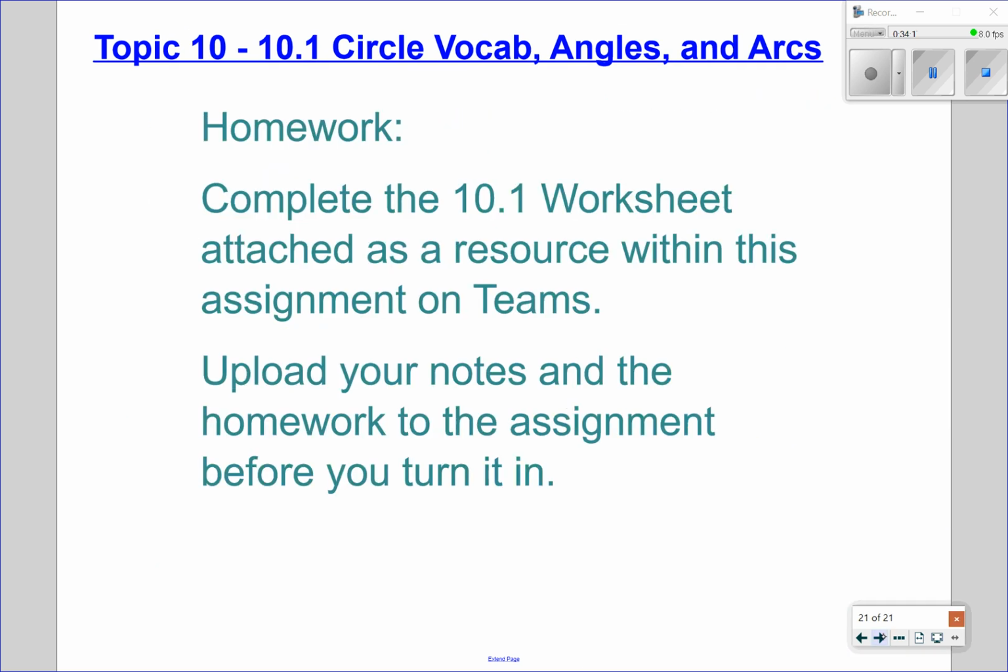Your homework today is actually a worksheet. It's attached within the resources on the Teams assignment, so you can open that attachment. You can either copy the problems into your notebook and solve them, or you can modify the worksheet. If you modify the worksheet digitally, you must show all work. Some of you I know are using a stylus and writing right on your computer screen, which is great. When you're done, upload notes and homework to the assignment before you turn it in.